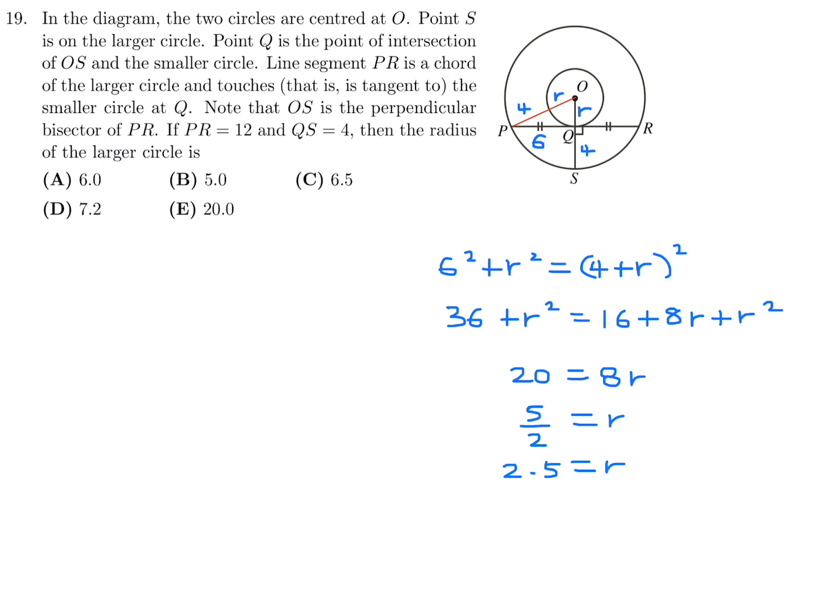But we are asked to find the radius of the larger circle. Okay, that's not a problem. The large radius is this red line that I drew. And that red line, if I call it big R, is 4 plus small r. Well, small r I just figured out was 2.5, so it's 4 plus 2.5, which is 6.5. And therefore, number 19, 6.5, would give you choice C.